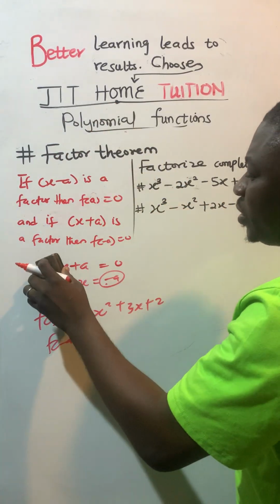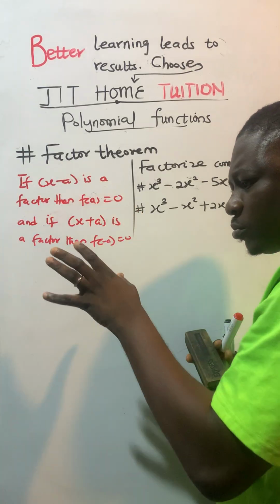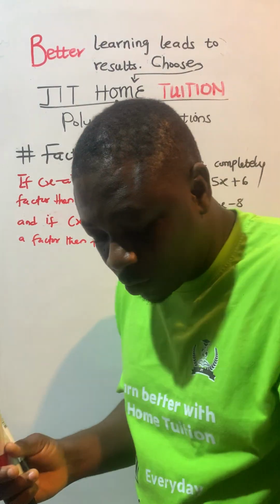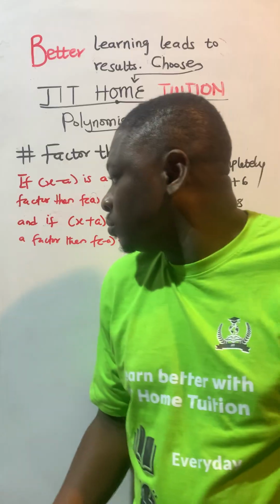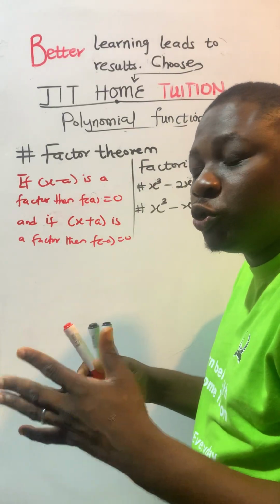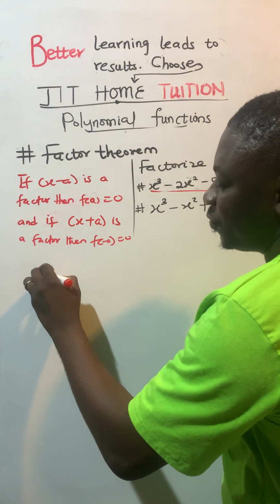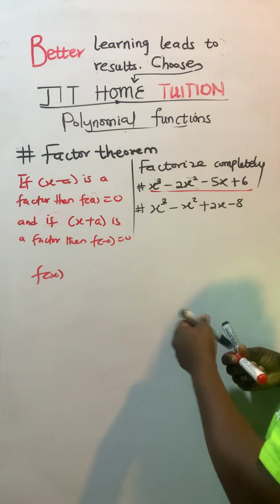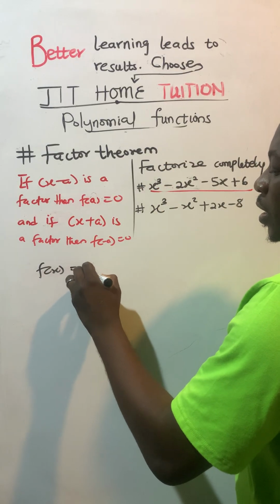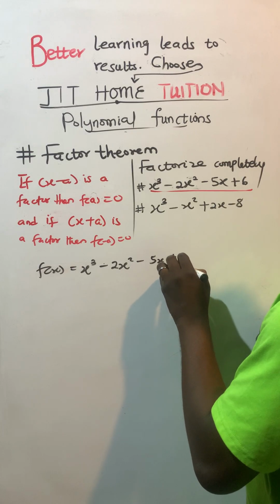But with the factor theorem, what you're saying is that they will not give you the factor. So you are the one supposed to test it, okay? You test it till you see the one that will give the function 0, or will let the function be equal to 0. So let's use this one as a case study so that you understand it properly. You have f of x. Let me use black marker. You have f of x equal to x cubed minus 2x squared minus 5x plus 6.